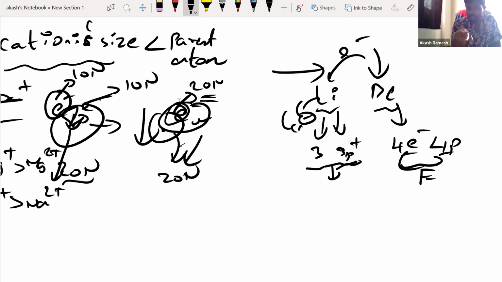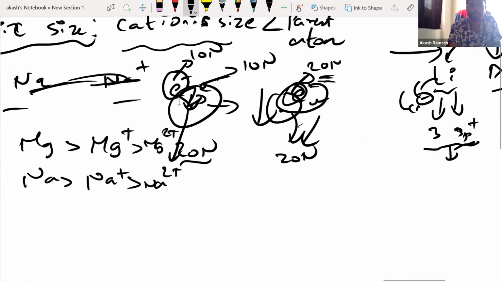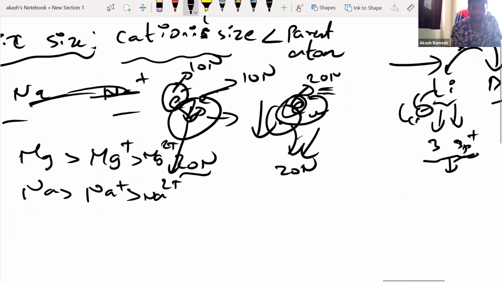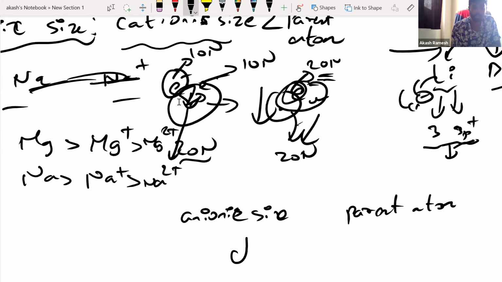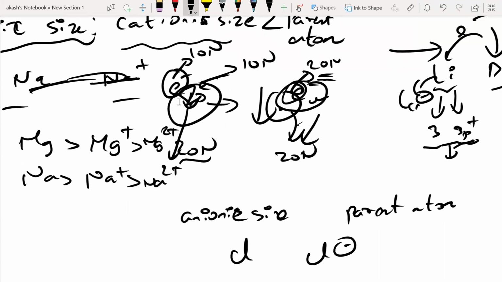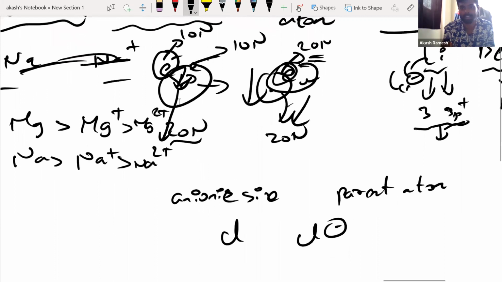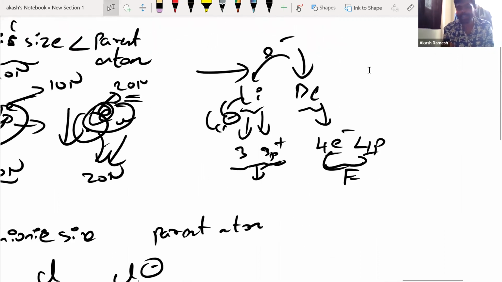Adding an electron, I'll come to that point. We spoke about the cation and the parent atom. If I speak about the anionic size and the parent atom, for example, I am trying to check which will have the higher size, whether Cl or Cl minus. Yes, Cl minus will have higher size. What you're trying to say is perfectly correct. But when I go along the period, adding an electron in the same shell is not the exact way of explaining it. I told it because I wanted you to understand.